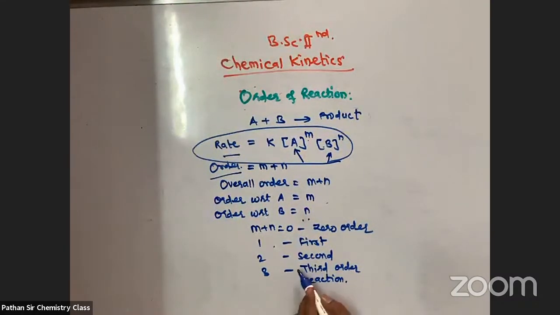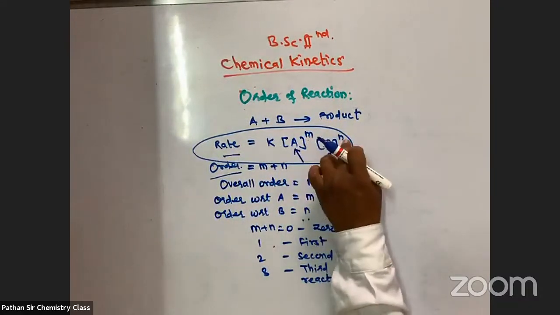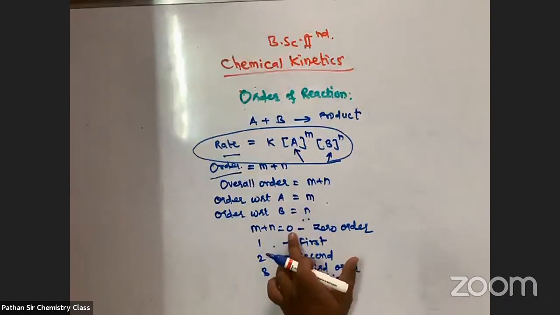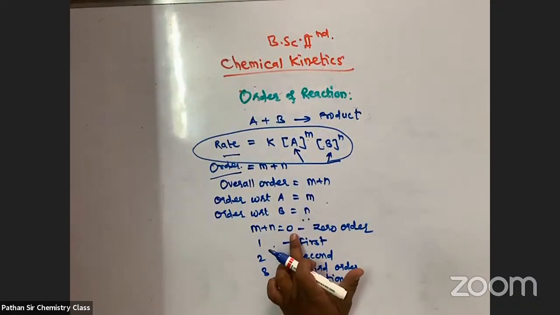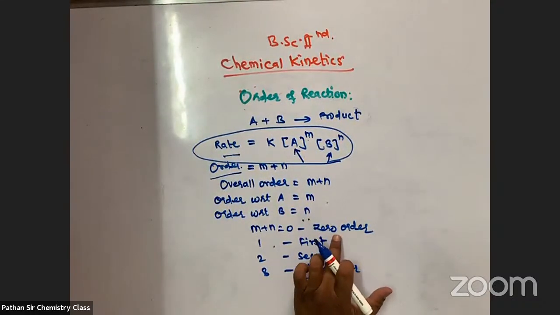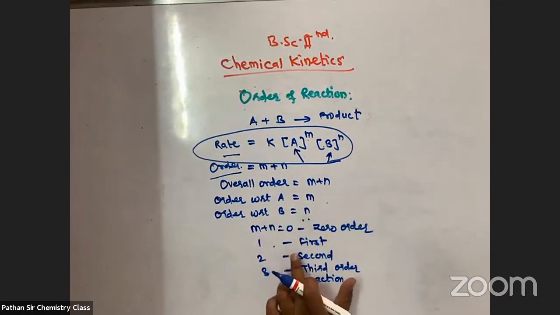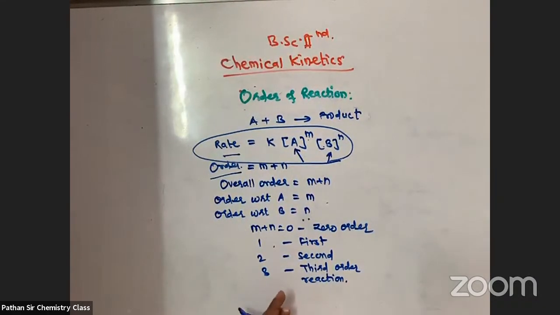The order of reaction is defined as the sum of powers of concentration terms in the rate law. This is the rate law, these are the concentration terms, these are the powers. The sum of powers is nothing but the order of reaction. It may be 0, a fraction, or a whole number. So if it is 0, then that reaction is a zero order reaction. If m plus n is equal to 1, then it is a first order reaction, then second order reaction, third order reaction.